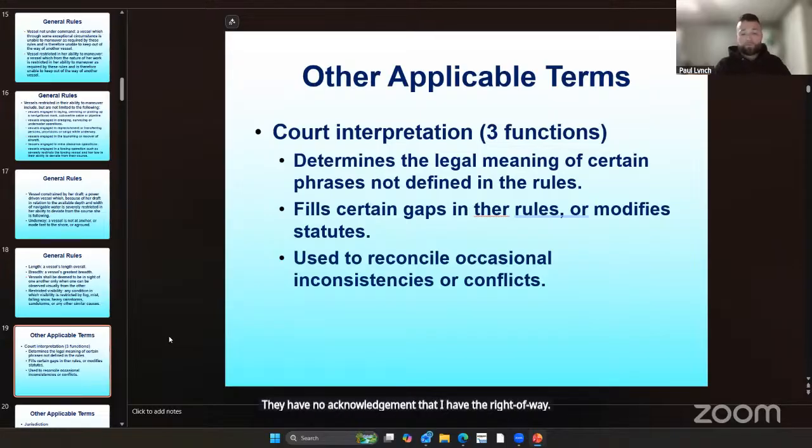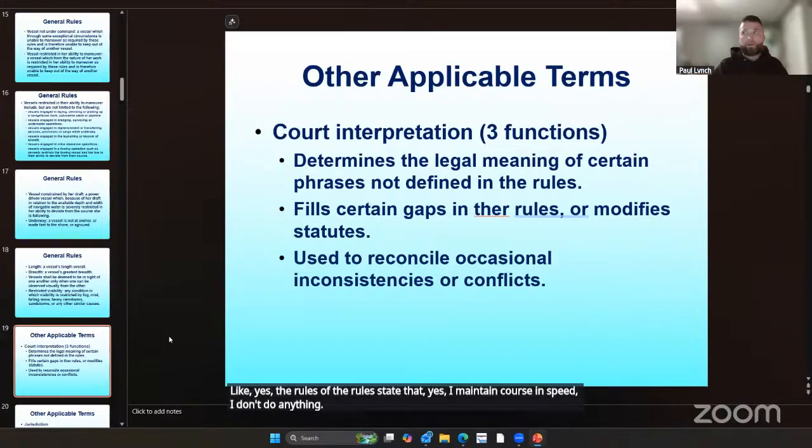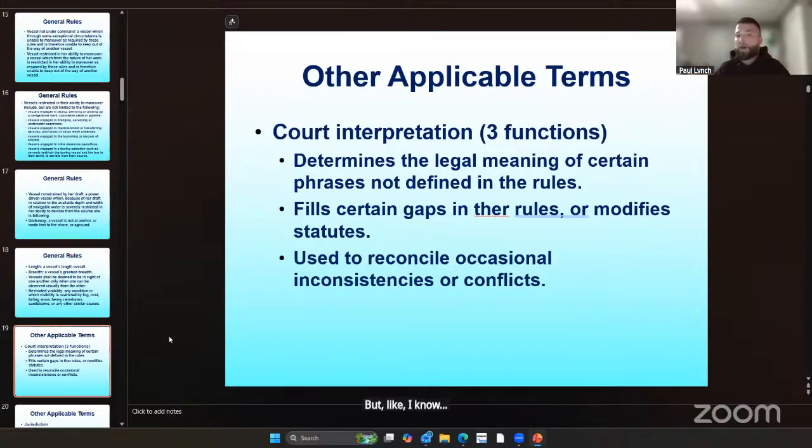Yes, the rules of the road state that I maintain course and speed. I don't do anything. But I know that they're not going to slow down or get out of my way. So what does that mean? I have to depart from the rules of the road to avoid immediate danger and get out of the way, because I can see that they're not going to slow down or get out of the way. So then I get into an accident.